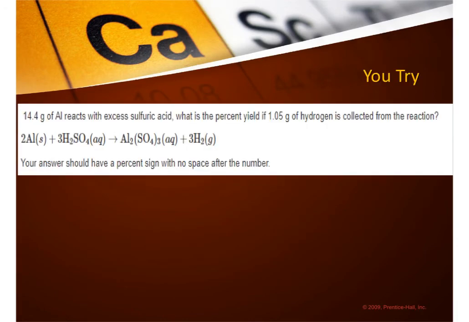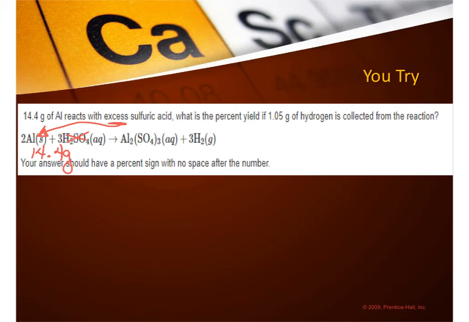So here's another example for you to try. Let's see, 14.4 grams. I like to write the given information under the chemical reaction. It just kind of helps me visualize what I'm trying to do. 14.4 grams of aluminum. When a reaction says excess, that means it's not a limiting reactant. They're telling you what the limiting reactant is. They're telling you that aluminum is the one that counts. It's a limiting reactant. It's all you need to do a calculation with. So you can just kind of ignore the other one.